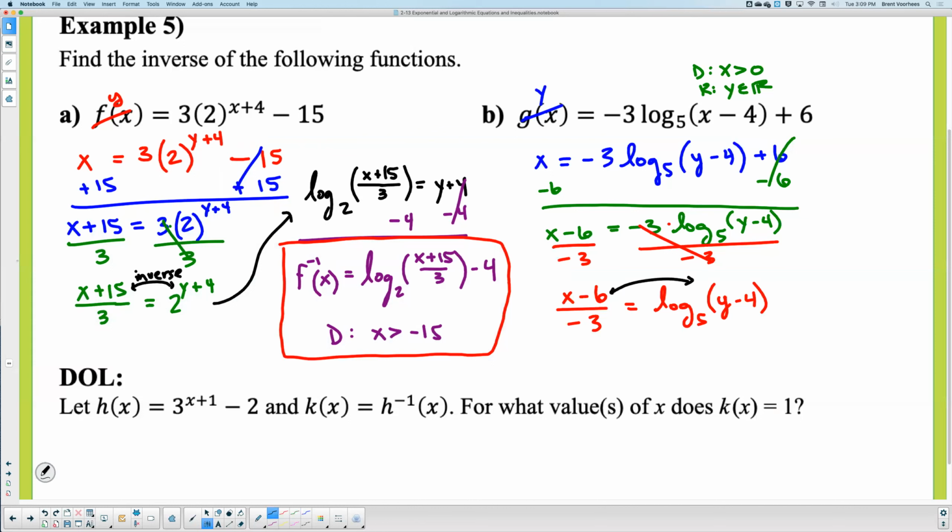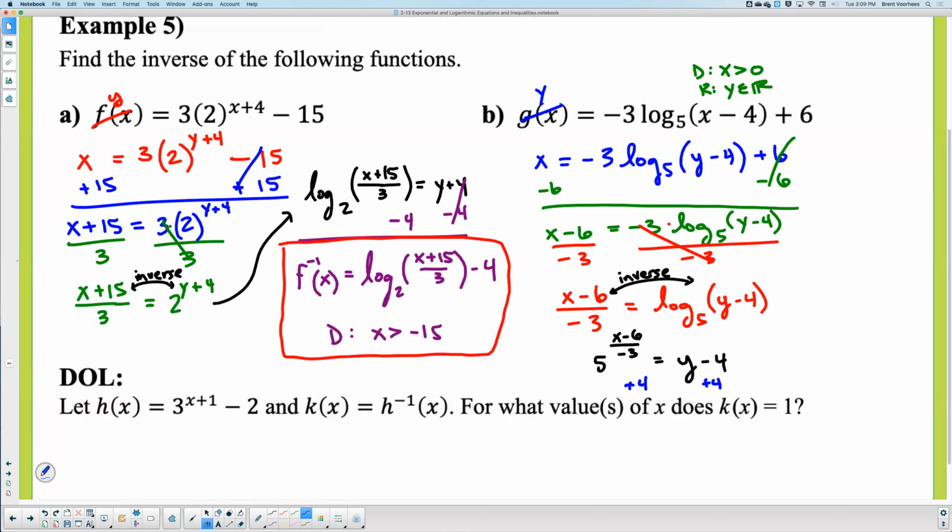Now that I have this logarithm isolated, I can apply the inverse. To drop the logarithm, I'm going to apply the inverse, so these two will switch. And so we'll say this is 5, not raised to the y minus 4, it's now raised to all this, x minus 6 over negative 3, and that will equal y minus 4. So the last step to get my answer is I'm going to add 4 to both sides.